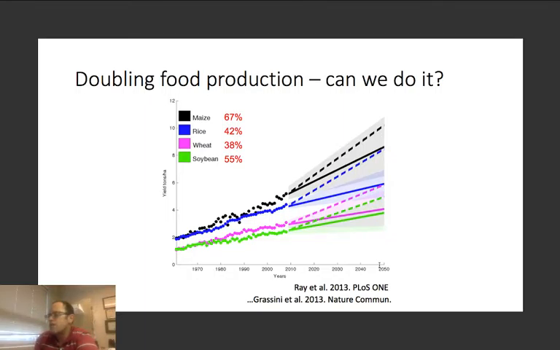Unfortunately, if you project out along those solid lines, we're probably not quite doubling. That's what the dashed lines are intended to show. If we wanted to truly double, we probably really need to get along those dashed lines, whereas the solid lines are what we're currently projecting at current existing growth rates over the past 50 to 60 years.